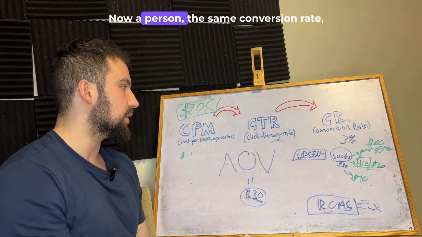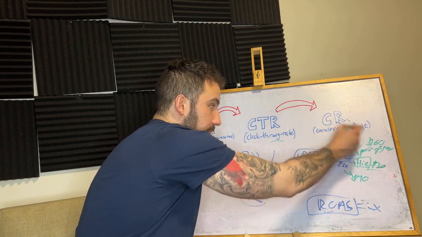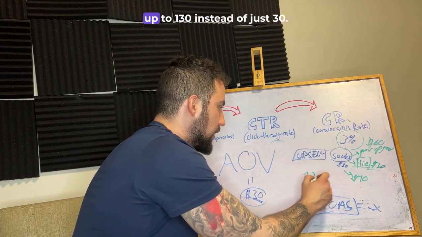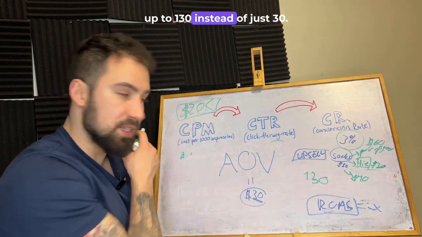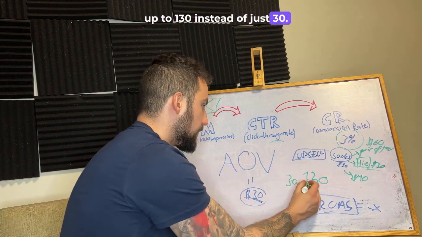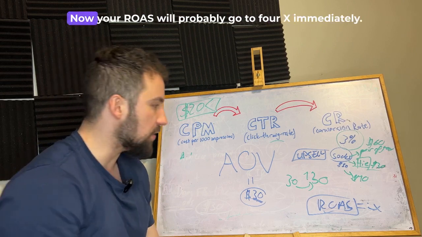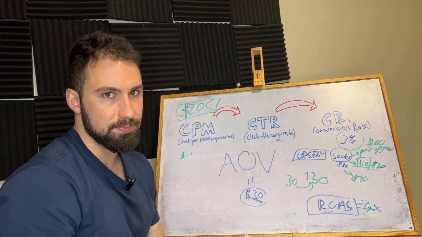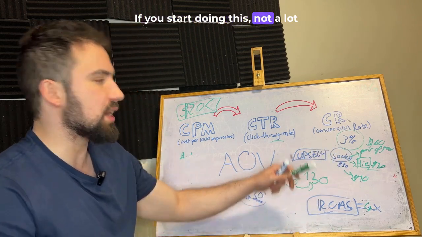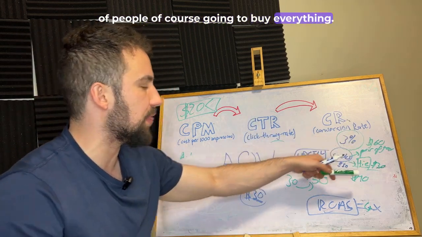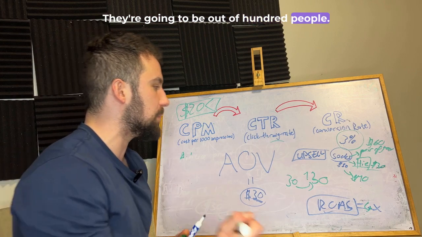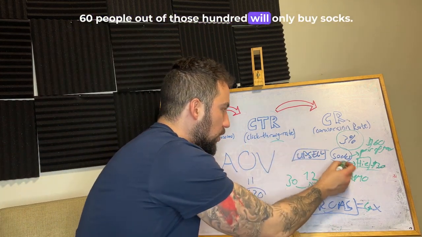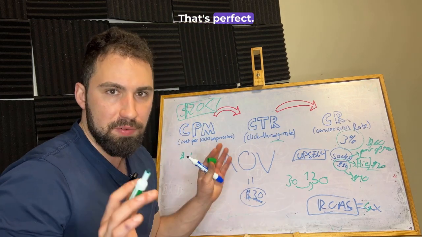Now a person, the same conversion rate, your purchase value bumped up to 130 instead of just 30. Look at the difference, guys. Now your ROAS will probably go to 4x immediately if you start doing this. Not a lot of people, of course, are going to buy everything. Out of 100 people, let's say 60 people out of those 100 will only buy socks. That's just fine. That's perfect.